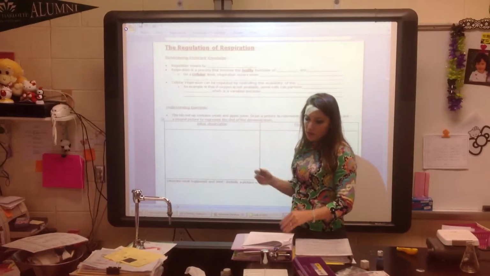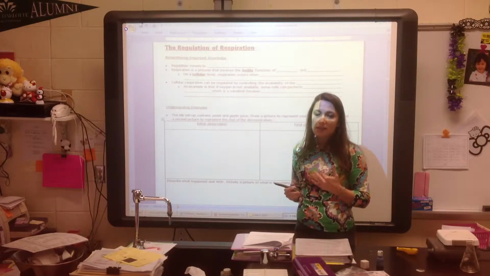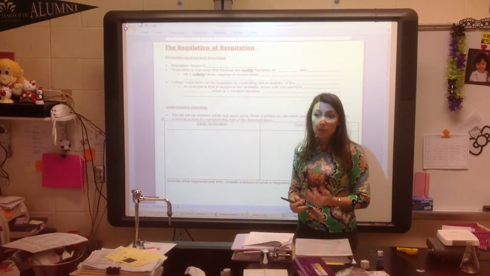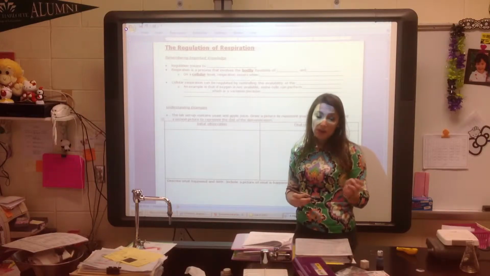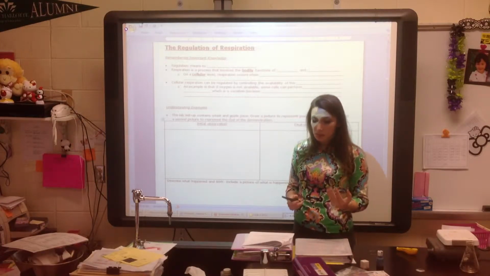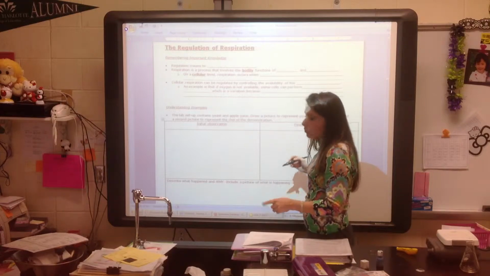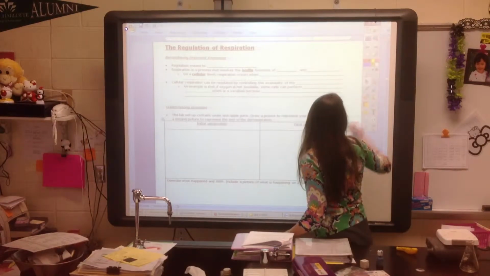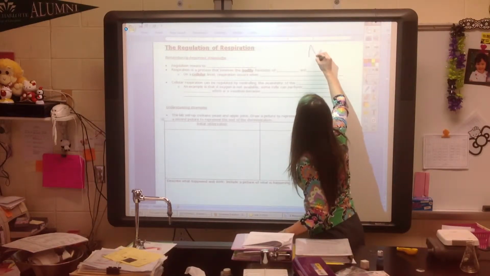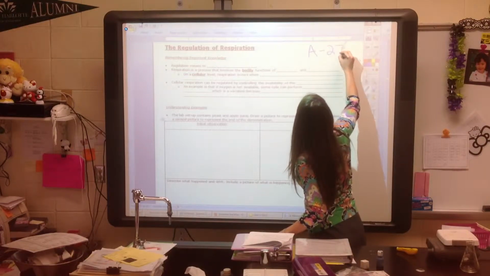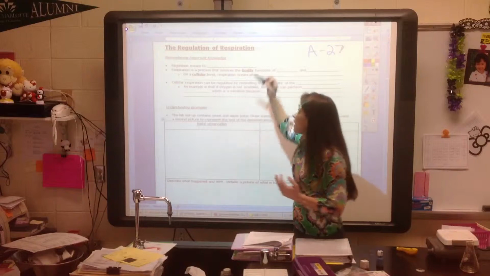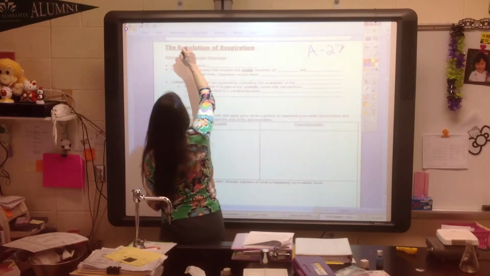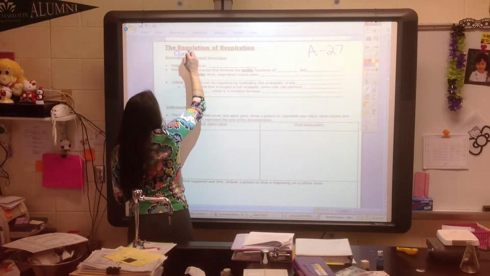And what you're doing today is you are practicing with an important cell process called cellular respiration. We're trying to be very careful that respiration doesn't just mean to breathe. And so right now you're going to be on page A27. So make sure that you're with me on page A27. And you're going to start exploring how respiration is regulated or controlled.